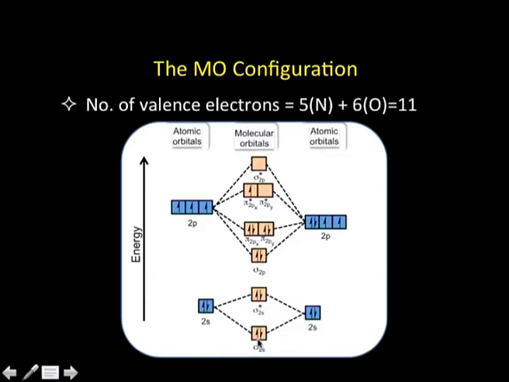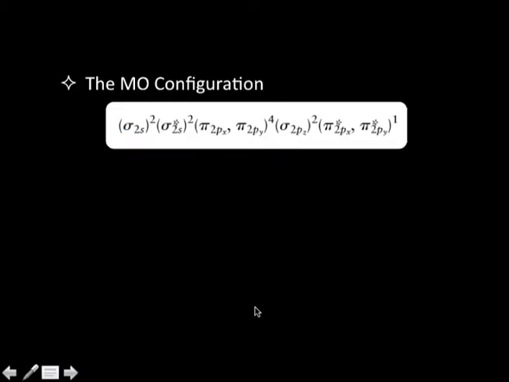And if I just try to put in terms of a representation of that, we find that the molecular orbital configuration can be given as follows there. That is, the 2 electrons in sigma 2s, 2 in sigma 2s star, and so on and so forth. So, that is the distribution we have, and from this distribution we can work out what is the bond order.